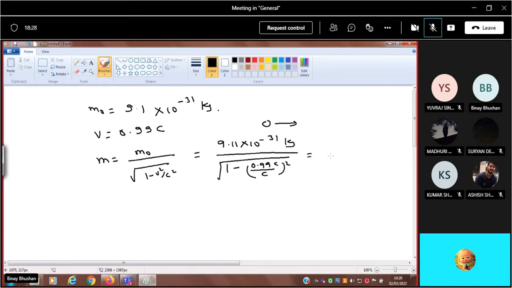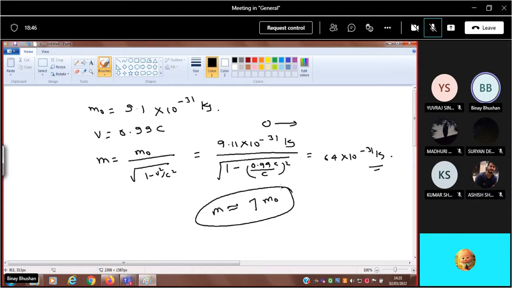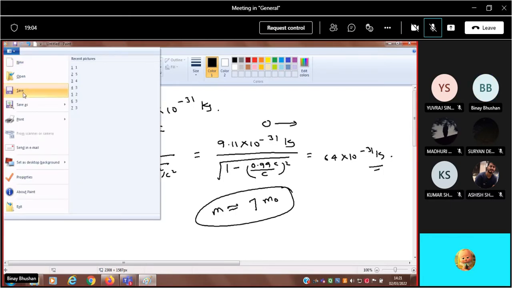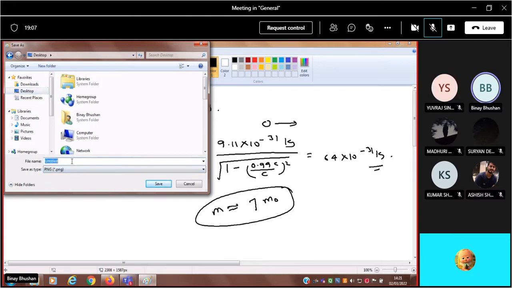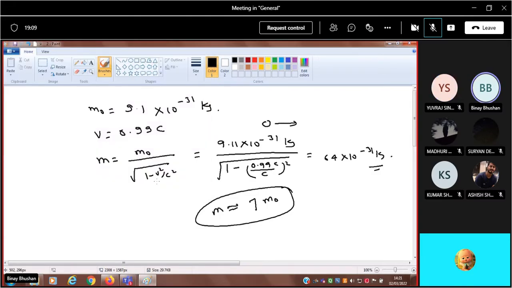The answer is also given in the question: 64 into 10 to the power minus 31 kg. So you can see that this m is almost 7 times m naught. The mass of the electron has become 7 times its rest mass if it is moving with velocity 0.99 c. Is it okay? Yes, sir.